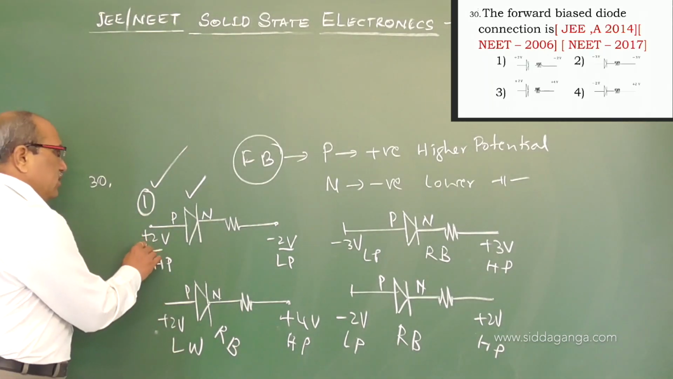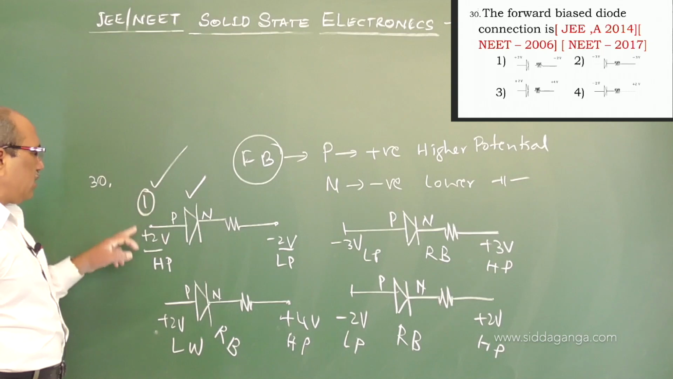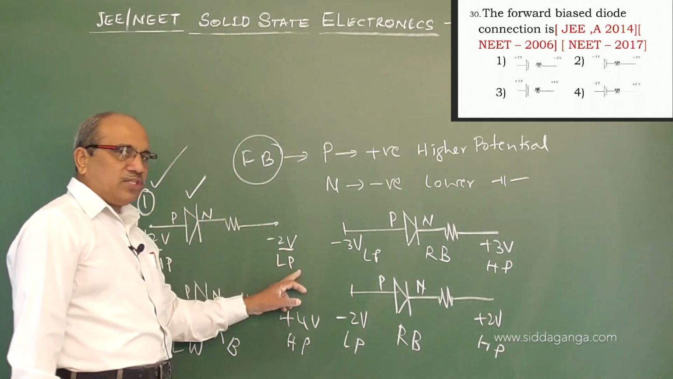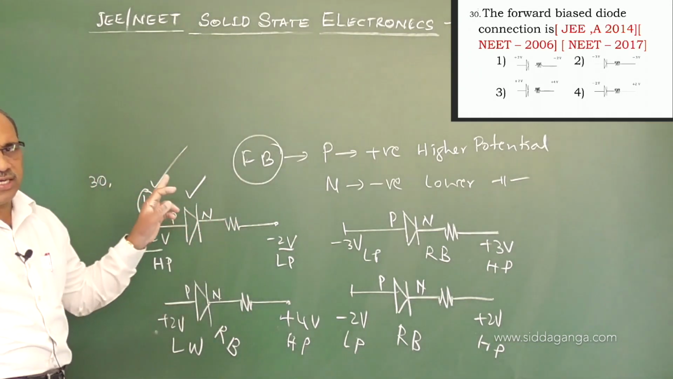Therefore, the correct option is where P is at higher potential and N is at lower potential. Option number 1 is the correct one.